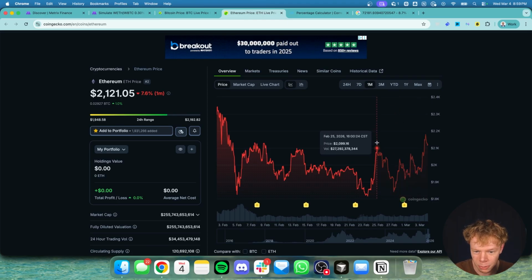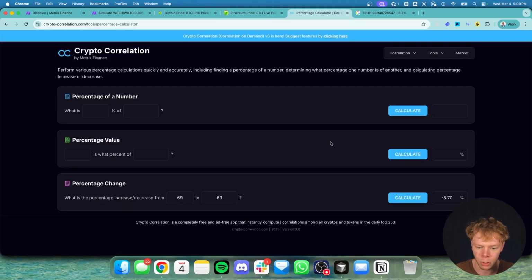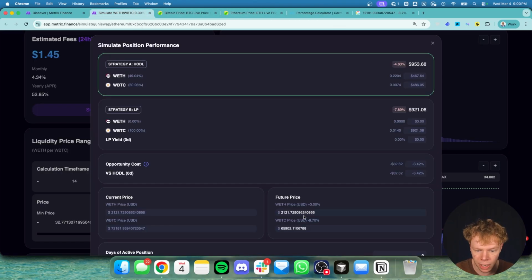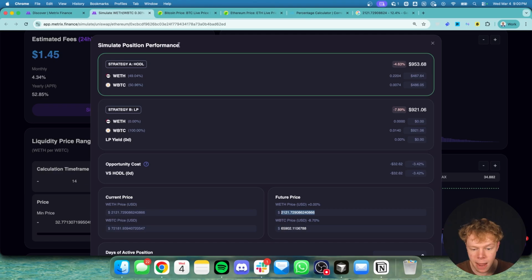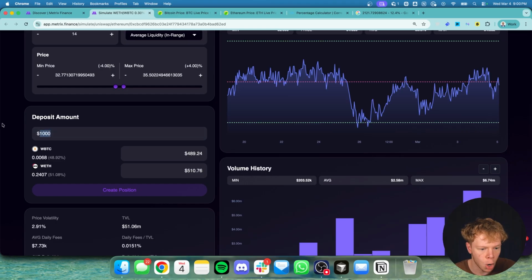So looking over here, February 25th, $2,100, we can say, all the way down to 1841. So let's just say 2100 to 1840. That right there is down 12.4%. So now we grab the current price of Ethereum, which is 2121, and we subtract 12.4% basically. That puts us at 1858 per Ethereum, which is down 12.4%. So now that we've done that, we have back tested how much impermanent loss we can have. You'll see that we have $9.66 of impermanent loss, which is 1% of our position value or our initial deposit of $1,000.